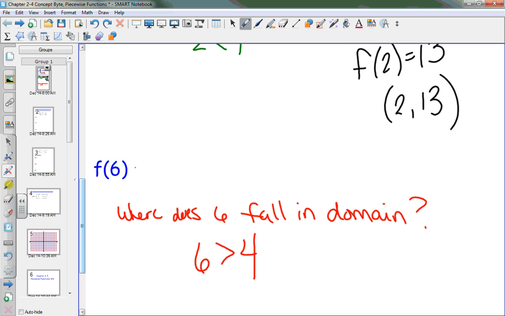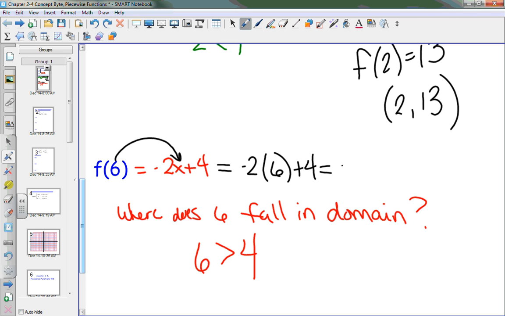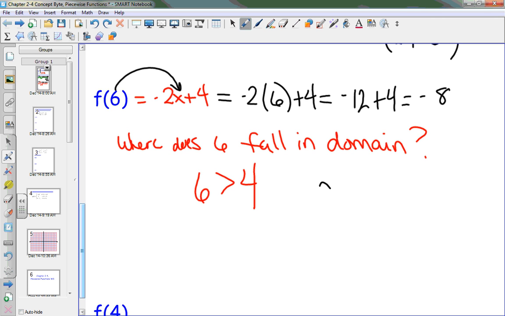So negative 2x plus 4 is what I'm using. And every place I see an x, I plug in the value 6. So negative 2 times 6 plus 4. What's negative 2 times 6? Negative 12. Plus 4 gives me negative 8. So now I have f at 6 is equal to negative 8, and that translates as the point 6, negative 8.